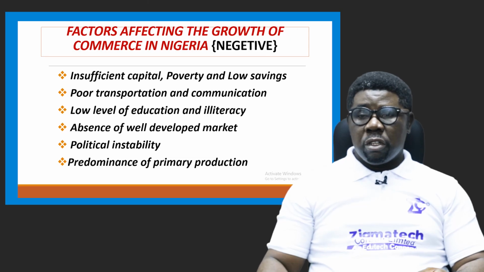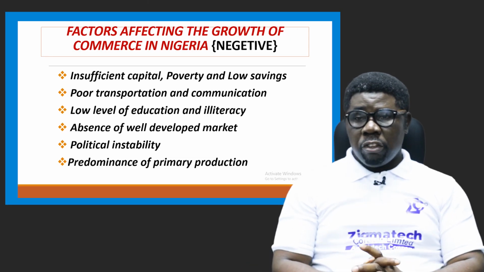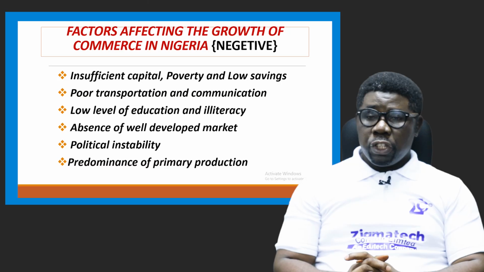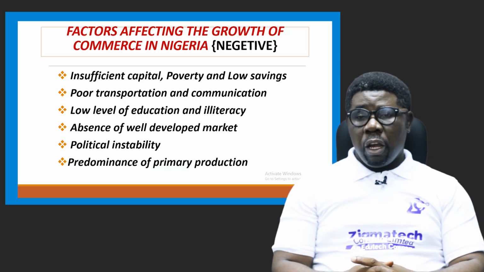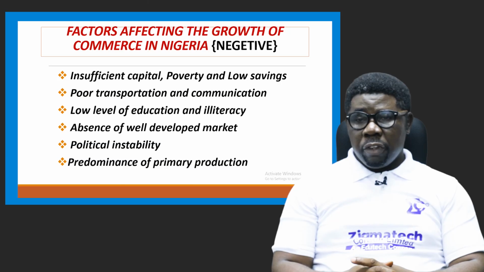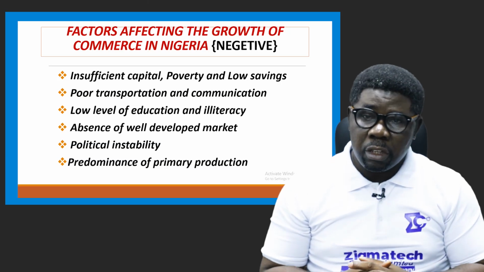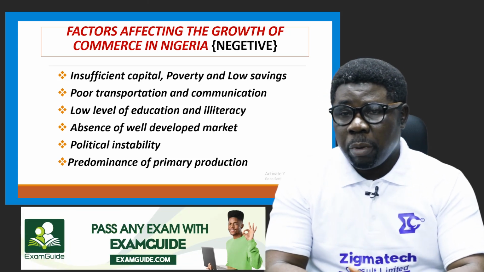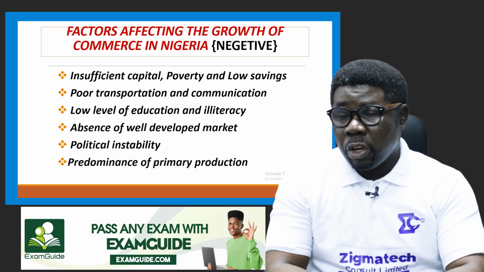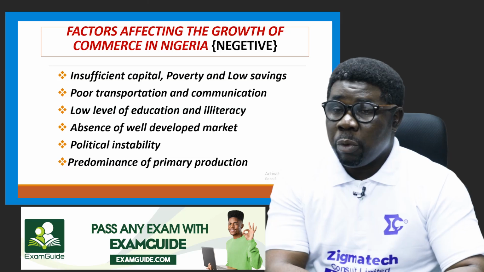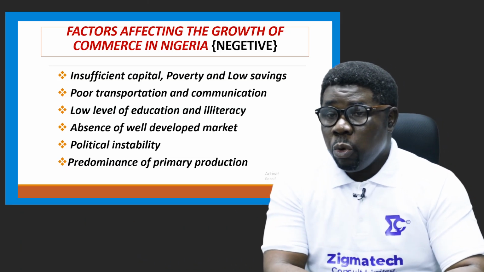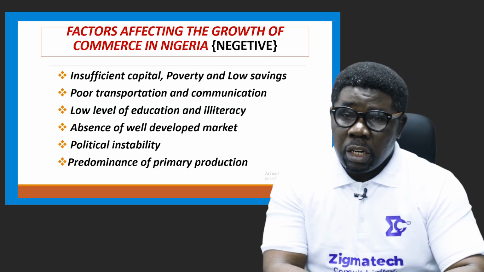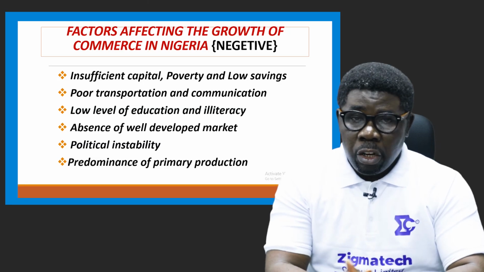Then other factors that bring negative effects to growth in commerce. Now, insufficient capital, poverty, and low savings are catalysts of negativity in commercial activities. Because if you don't have enough capital, business will be retarded. Poverty is also part of it. If you don't have money, you can't do any business. All right, you can't even buy anything. That means there will be low patronage and demand will be falling. And then low savings also reduce the amount of demand in an economy. So yes, these are the things that can impede the growth of commerce in a nation or in an economy.